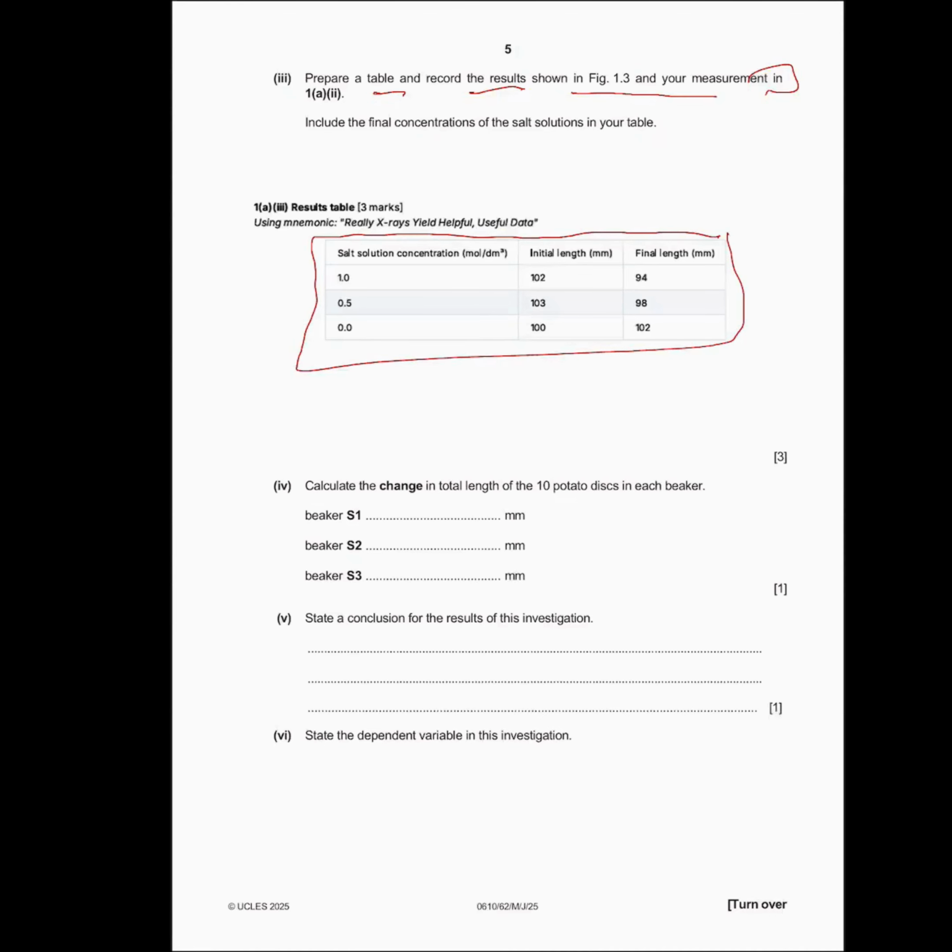If you remember, we said X-rays yield helpful, useful data. So you have to mention this part exactly. So you will write the salt concentration on the left side. Why on the left side? This was my independent variable. Then the final length on the right side. Why? Because this is my dependent variable.